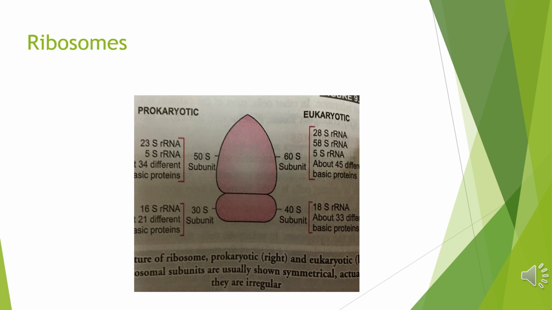The prokaryotic ribosome is made up of two subunits: the larger one is 50S and the smaller one is 30S. The eukaryotic ribosome is made up of two subunits, 60S plus 40S. These two subunits are present in the cytoplasm in a free state, and they only come together at the time of protein synthesis. The ribosome provides space for the synthesis of proteins in the cell, hence they are known as the protein factories of the cell.